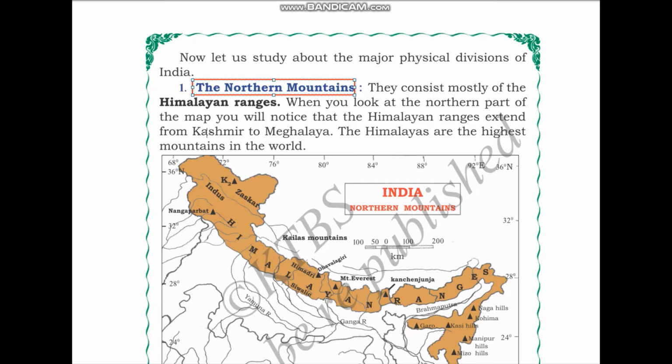When you look at the northern part of the map, you will notice that the Himalayan range extends from Kashmir to Meghalaya. So we have Kashmir over here and we have Meghalaya over here. Okay, so the Himalayan ranges extend from Kashmir to Meghalaya. And the Himalayas are the highest mountains in the world.